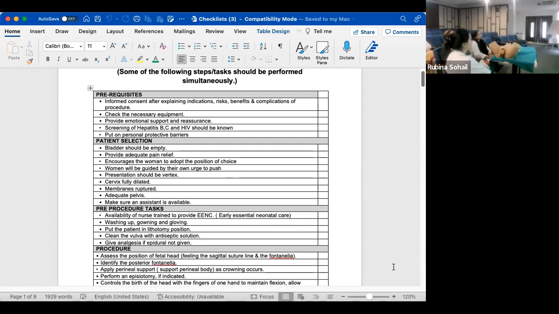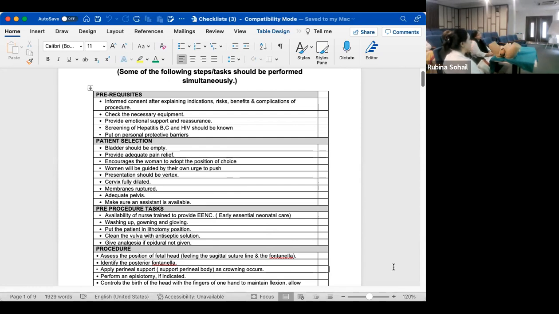Now, the important thing regarding pushing is two or three things. One is the position should be comfortable. Two is there should be somebody who knows how to guide the patient to push. Most of the time, if there is no epidural, there is an urge to push. And even with an epidural, they know when there is pressure. But you are going to guide the patient as to how to push because sometimes they don't actually know how to push properly.